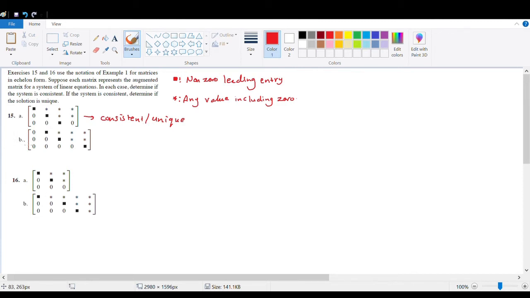So now B, here we have a leading entry, here we have a leading entry, also this one is a leading entry, but here, because this one is 00b in the form of B, and this one could be any number which is not 0, that means our system is inconsistent because of this last row. So this one is inconsistent.